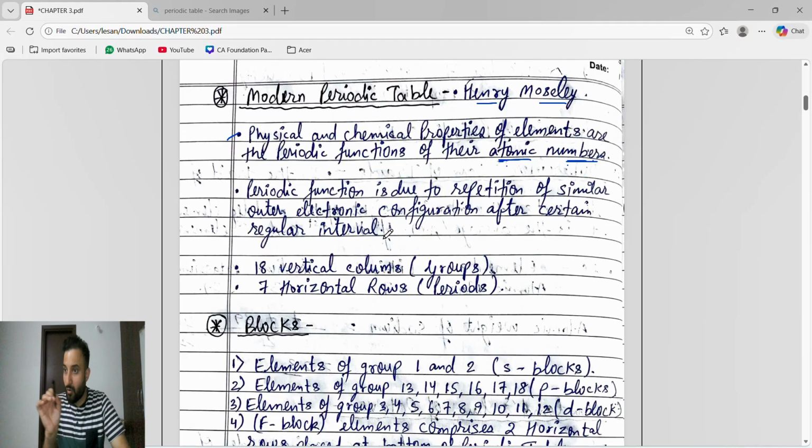After the period, you again come to S2. Again you move through the whole period, and again you come to S2. So after a certain regular interval, you come to the same electronic configuration, S2, S2, like that. So we know that the 18 vertical columns are called groups, and the 7 horizontal rows are called periods.